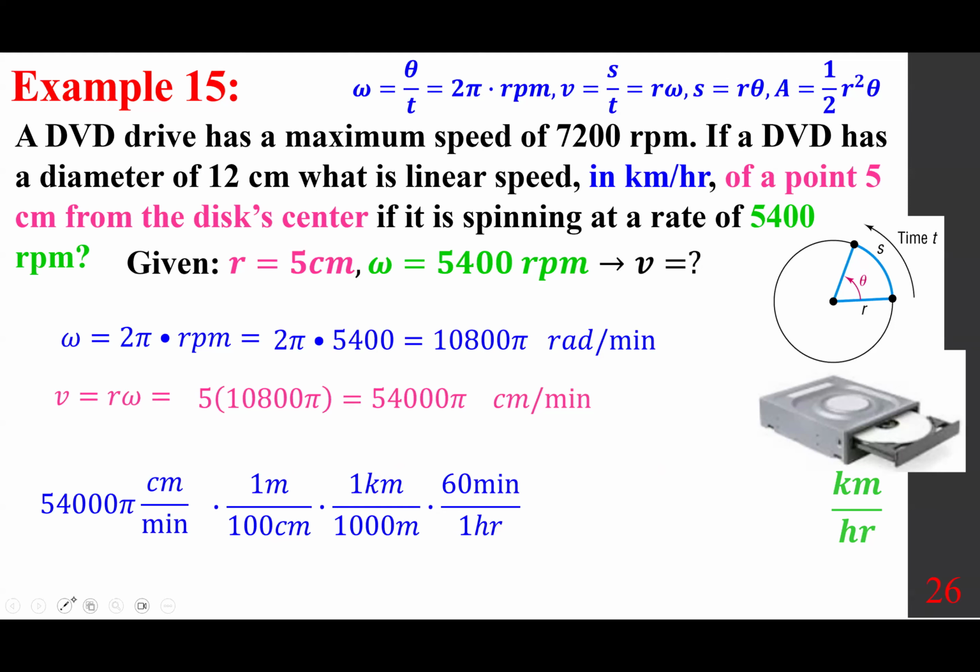So notice what happens. This cancels out this one. This cancels out this one. This cancels out this one, and we get the kilometers per hour. Now, you simply multiply this number by 1 by 1 by 60 and divide the result by pi, keep it as pi, divide by 100,000. And when you do the job, you get 101.8 kilometers per hour.